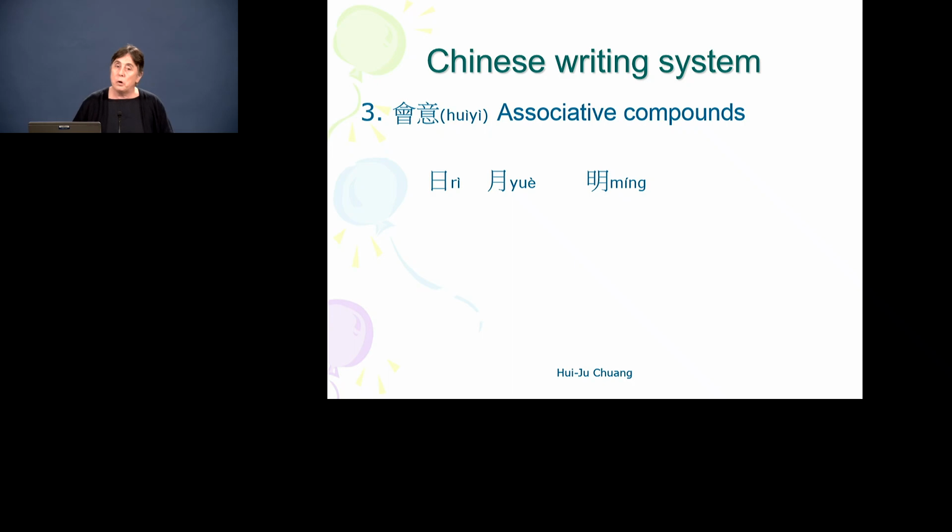This third one is, again, putting ideas together. So here you can have what we call associative compounds. Literally, they're sort of grouped meanings. And so you have 2 pictographs. In this case, for example, sun and yue, moon. You put that together and you have a new character, ming, which means, what do you think it would mean? Bright, right? When you get the sun and moon together, it's going to be very bright.